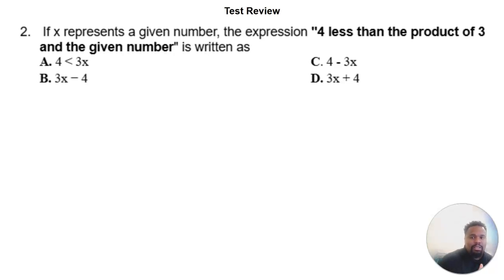But think about it. 4 less than the product. When you're doing a product, you're multiplying 3 times your variable. So 3 times your variable minus 4, because it's 4 less than the product. So it's going to be B. Now, if it said 4 minus the product of 3 and a given number, then it would be C.